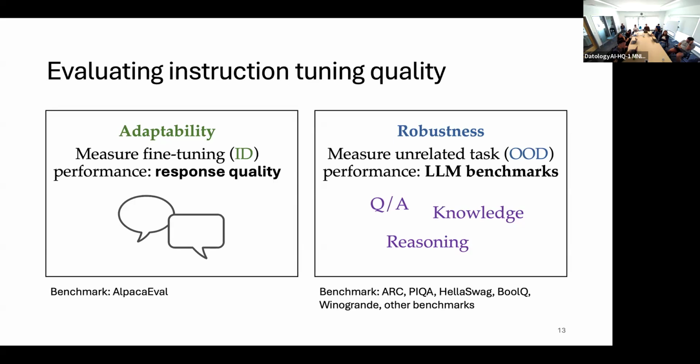And so you can use something like AlpacaEval in order to measure how good the responses are that you get when you sample a language model on some instruction tuning data set. And the second thing, we can measure robustness, again the performance on unrelated tasks, simply by measuring performance on unrelated tasks. And so we can just look at generic LLM benchmarks. The benchmarks I'm going to consider are relatively old, simpler benchmarks, just because we're looking at smaller models, which we'll talk about, like ARC, PIQA, HellaSwag, etc.